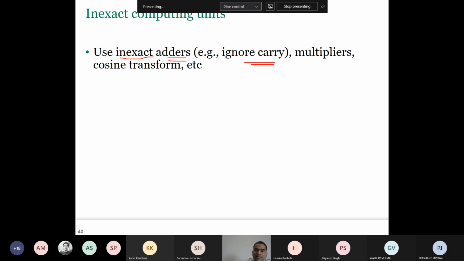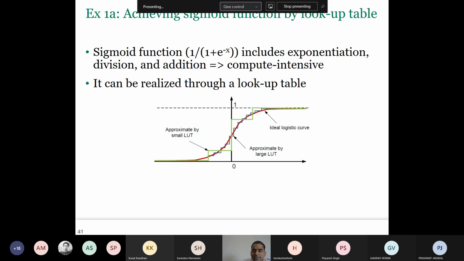Okay, now I will give some more examples. Suppose we have multipliers or cosine transform. Here is the first example. My point is, most of the hardware you can design inexactly, right? Instead of designing all of them exactly, you can design them inexactly. So here is an example of the sigmoid function.